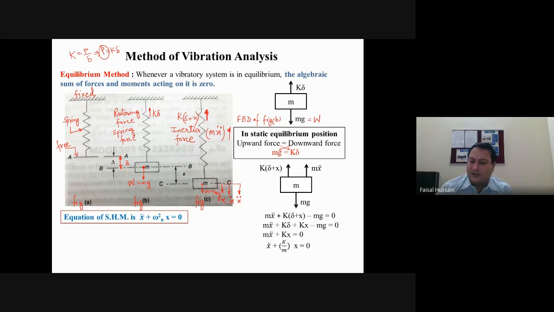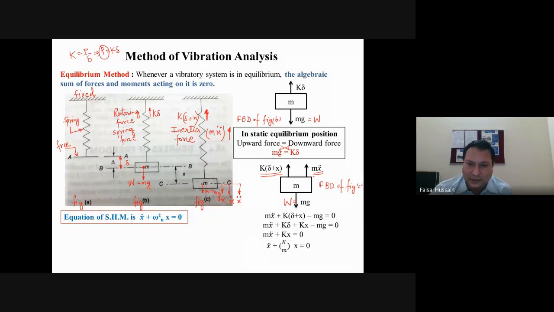So now the free body diagram. This is the free body diagram of figure B. In this free body diagram of figure C, this is my mass block. Downward will be W equal to mg, and upward there will be two forces. One will be your restoring force and another one will be your inertia force.